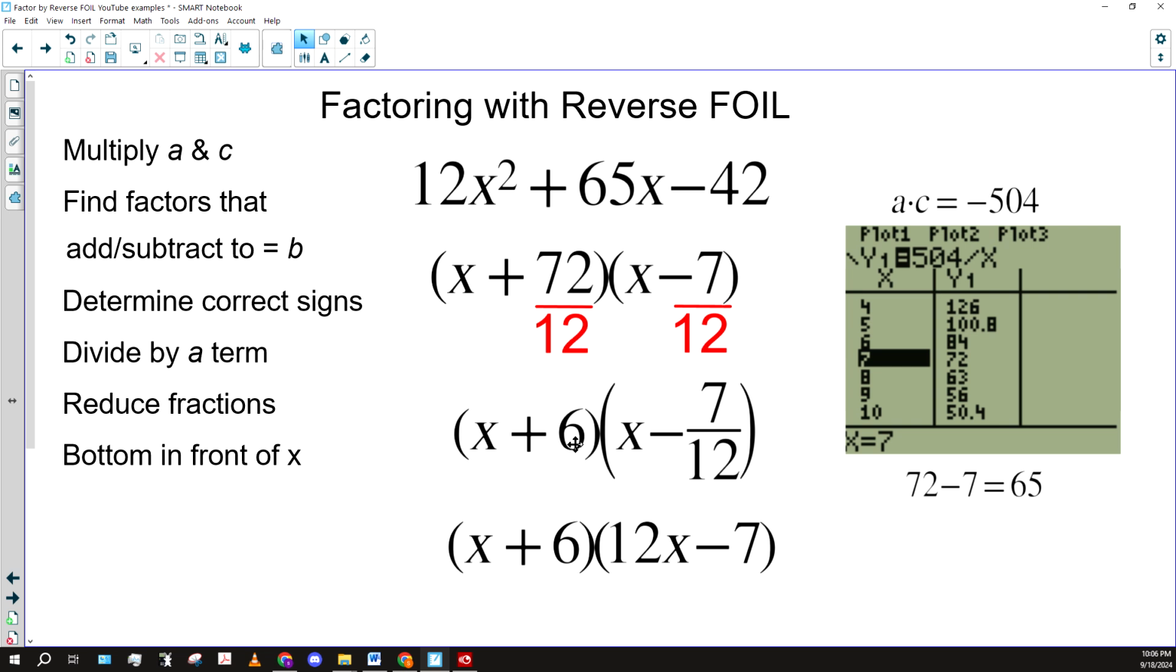Now this one comes out to be a whole number 6, and the second one doesn't even reduce at all, but that's okay. Whatever's on the bottom, the denominator, goes in front of the x. And if you check it, 12 times 1 is 12, and 6 times negative 7 is negative 42. So it all checks out, and that's how you factor with reverse FOIL.